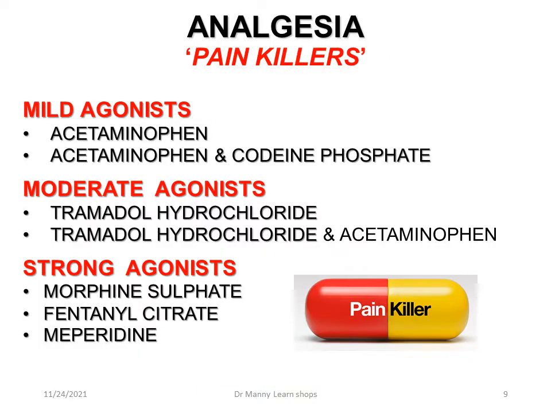So when we look at analgesia, or medications that alleviate pain, painkillers, we can put them into three categories: mild agonists, moderate agonists, or strong agonists. I've chosen acetaminophen as a mild agonist, acetaminophen and codeine phosphate. Moderate, tramadol hydrochloride, and tramadol hydrochloride and acetaminophen. Strong agonists, morphine sulfate, fentanyl citrate, and meperidine. But there are many, many others.